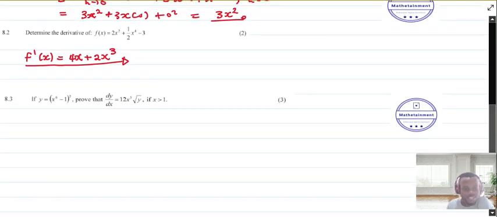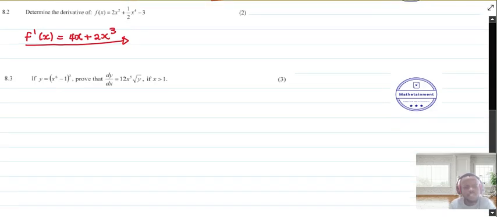they are telling us here that if y is equal to (x to the power of 6 minus 1) all squared, we are required to prove that dy over dx is equal to 12x to the power of 5 multiplied by the square root of y if x is greater than 1. Okay. The first thing to do here, let us find the square root of y.